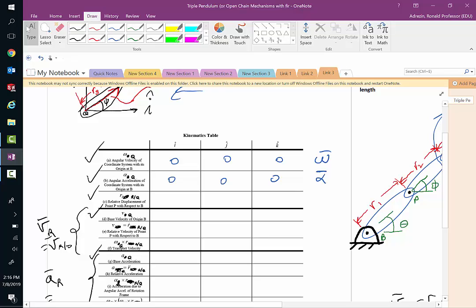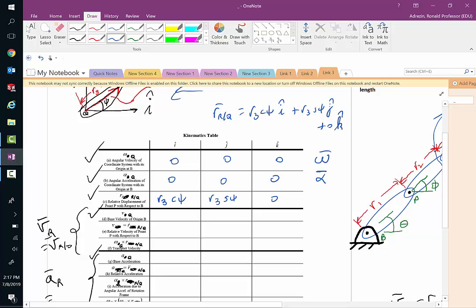So nothing has changed. If we've done a good job setting up everything the same way, it should look easy. It should start looking really repetitive, which is a good thing when you're trying to do well in a class. So it's R3 cosine psi, R3 sine psi, and 0. Again, right, because R of R slash Q is R3 cosine psi I plus R3 sine psi J plus 0K. And we're just sticking it into a table where I already have my unit vectors I, J, and K out here.